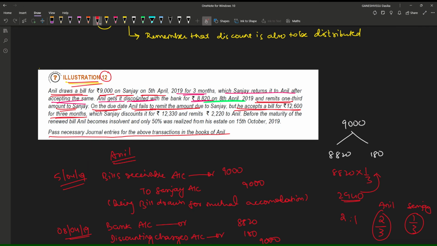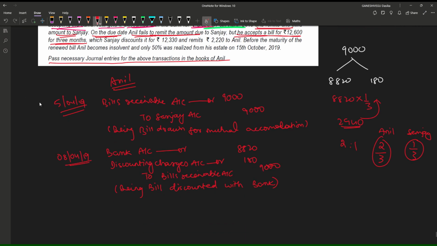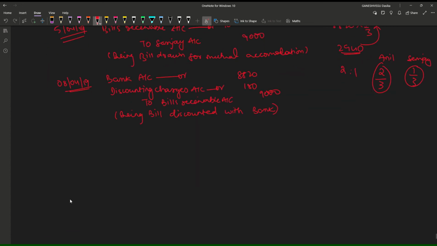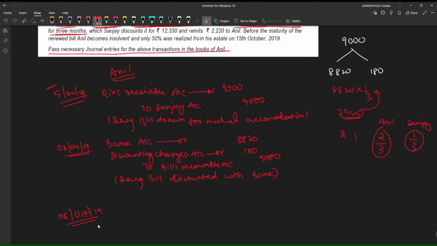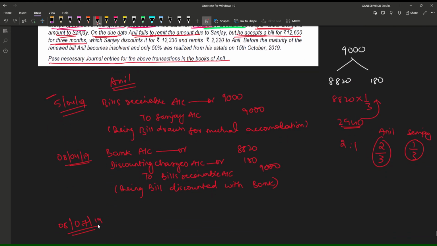On the due date, let us calculate, and this is for 3 months. This is the date of the bill. 3 months, right? April completed, 7th, and 5 plus 3 is 8. So 8th August 2019, not 8th August, 8th July 2019 will be the due date. On 8th July 2019. Why?